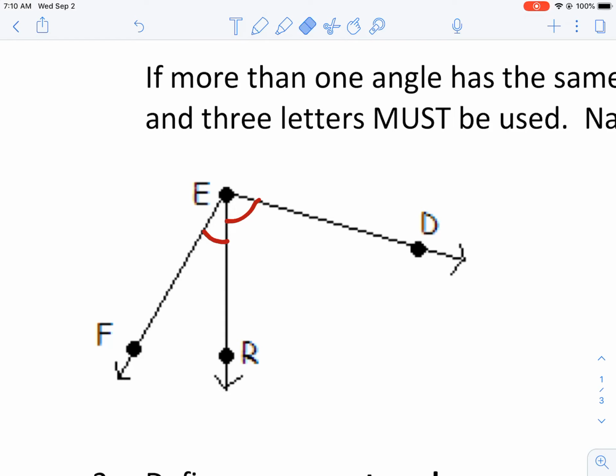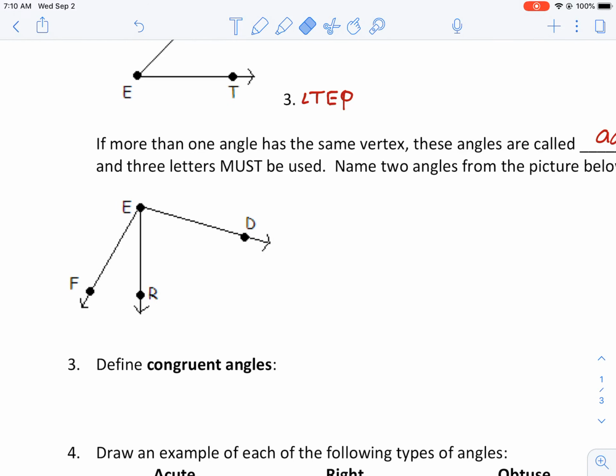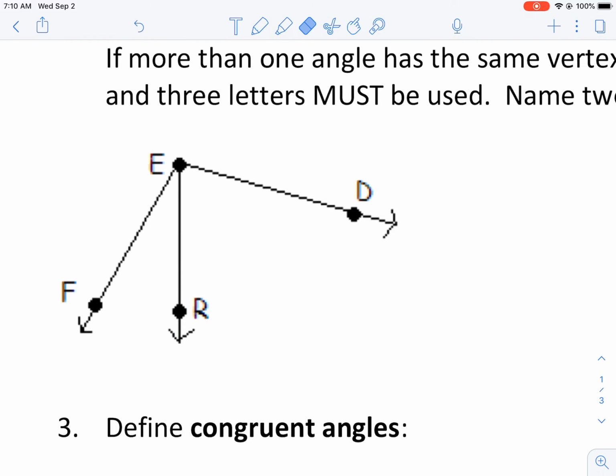So in this case, three letters must be used. You can't just say angle E, because which one are you talking about? There are two angles here. The first angle would be like FER.